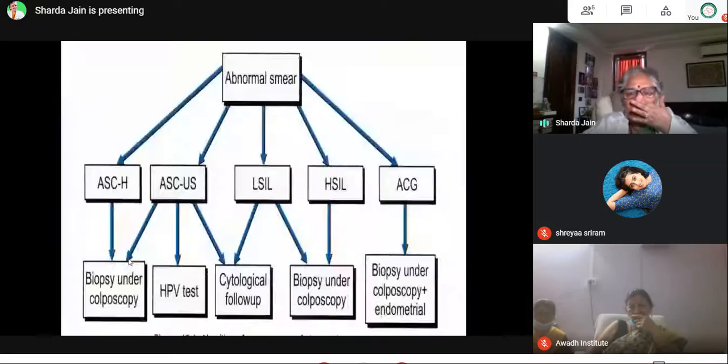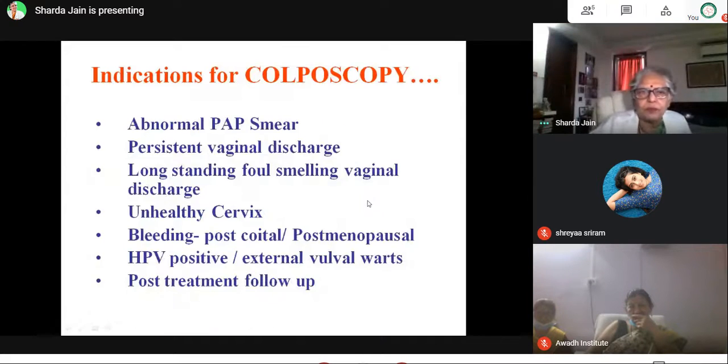Now this slide I showed you this morning: if any of the 15 HPV viruses is positive, or whenever the abnormal pap smear is positive, you have to do colposcopy. Now what is the indication for colposcopy? The indications are whenever there is an abnormal pap smear, a persistent vaginal discharge, an unhealthy cervix, and that kind of thing.